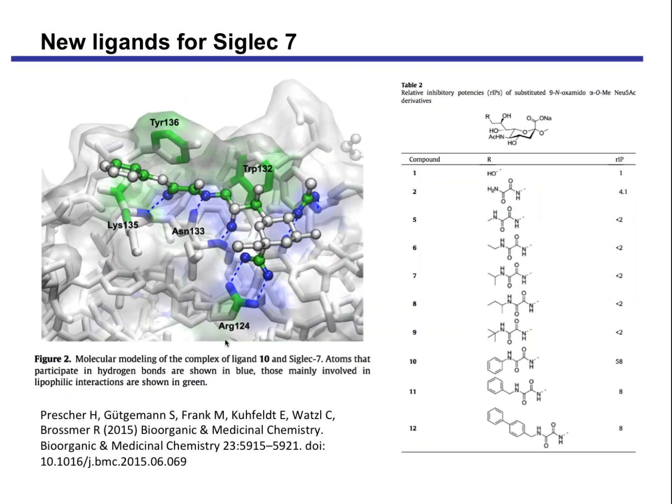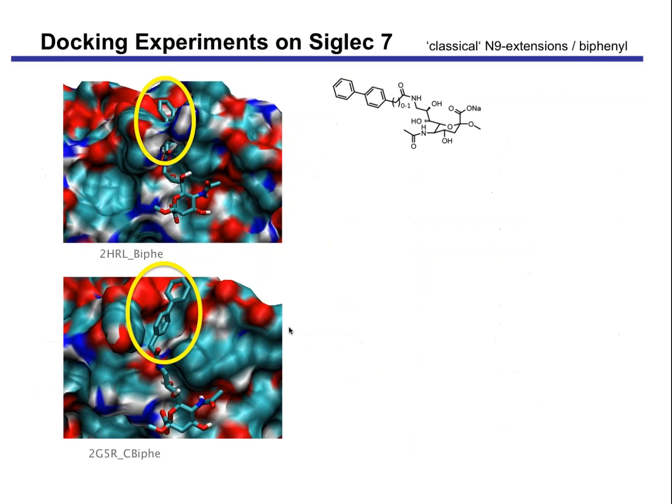But okay, this just shows you many compounds later. Finally, we came then to a compound that is a 9-N-oxamido compound, which is shown here. It forms a couple of hydrogen bonds and also some aromatic interaction, which is always very important for getting a reasonable interaction profile of a small molecule. And what you can see here, it's about a 58-fold increase in activity in relation to the natural monosaccharide. So that was an improvement.